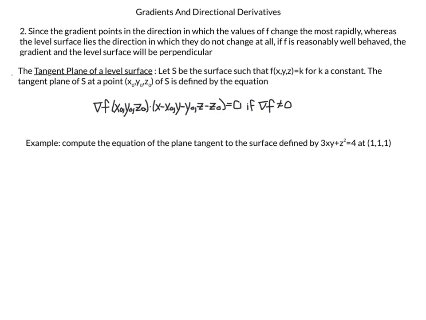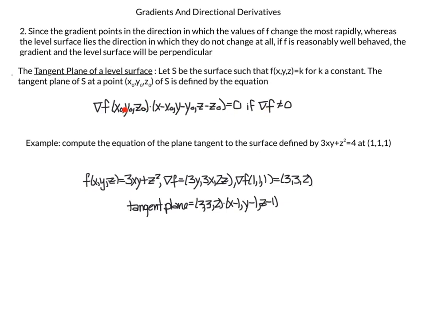I moved some things up and deleted some things, just to give us more space so we can do this example. We want to compute the equation of the plane tangent to the surface defined by 3xy plus z squared equals 4 at the point (1, 1, 1). Using this formula, this is going to be pretty quick. First we need the gradient of f. Taking the derivative with respect to x, we get 3y. The derivative with respect to y, we get 3x. And the derivative with respect to z, we get 2z. We evaluate that at (1, 1, 1).